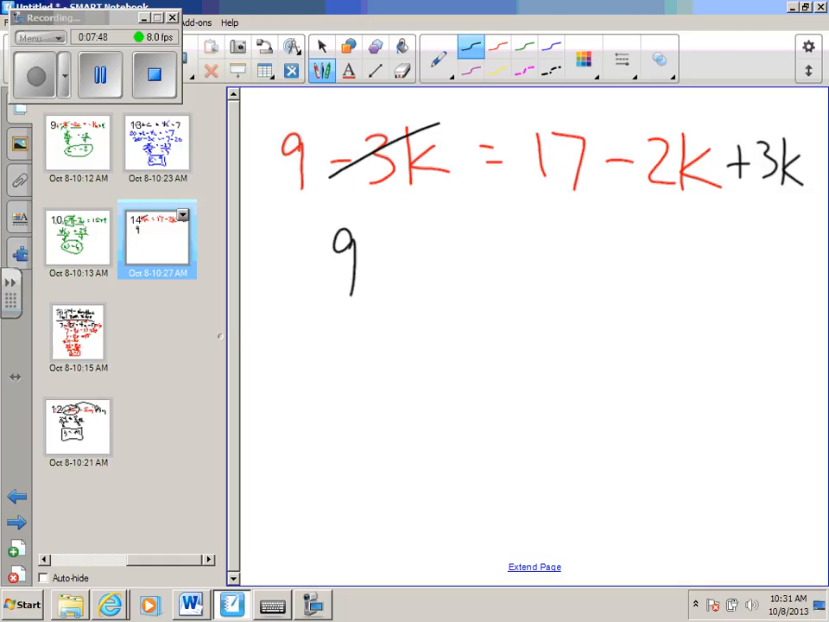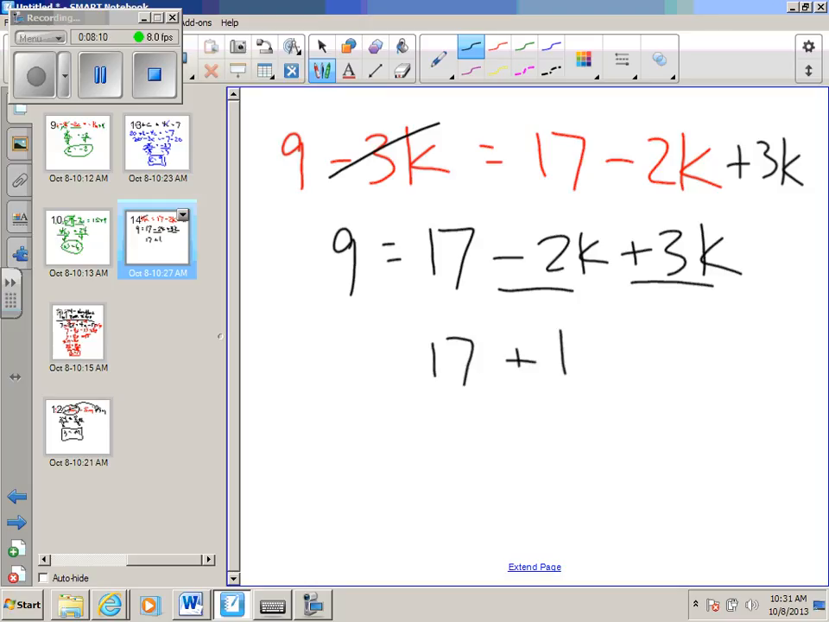So 9 is equal to 17 minus 2k plus 3k. So I'm at a negative 2. I'm going to add 3. Where does it put me? Positive 1k, which is just like saying positive k. So 17 plus k equals 9.